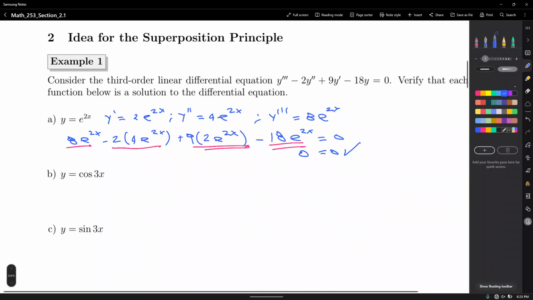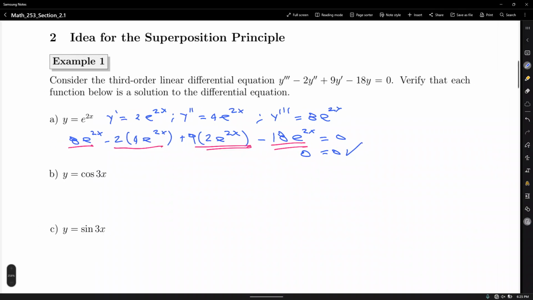Y equals cosine of 3x. Let me find the three derivatives. Y prime equals negative 3 sine 3x. Y double prime equals negative 9 cosine 3x, and y triple prime equals positive 27 sine 3x. Okay, so let's put everything together.